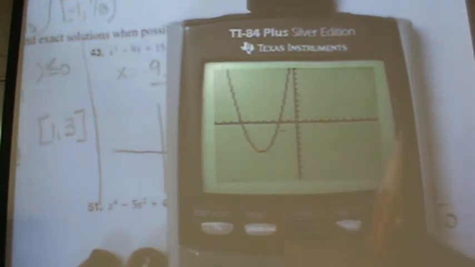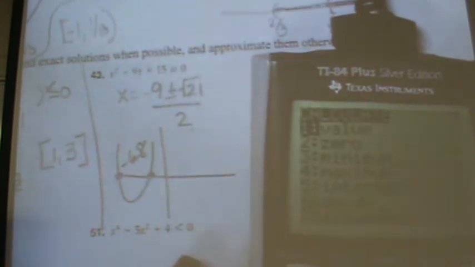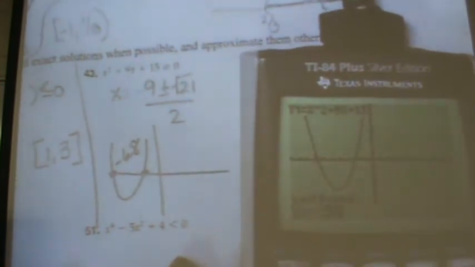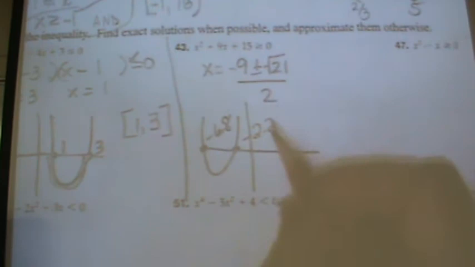So to find the first one, hit second calc, 0. It's between negative 9 and negative 5, negative 6.8. So that would be the negative 9 minus root 21 over 2. Then this answer, if you do second calc 0, that looks like it's between negative 5 and negative 1. That one's negative 2.2. And so negative 2.2 is the negative 9 plus root 21 over 2.